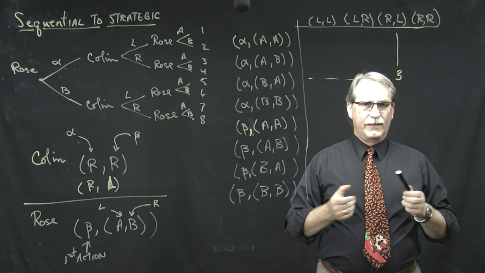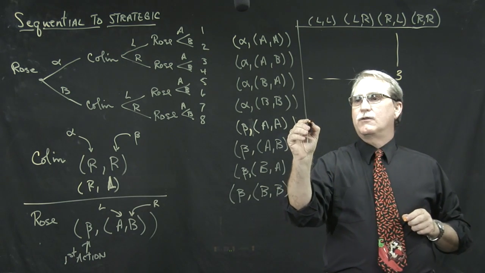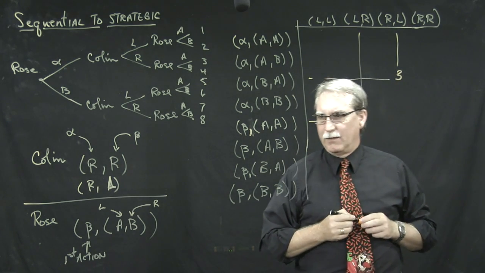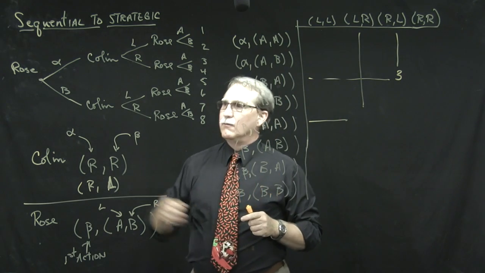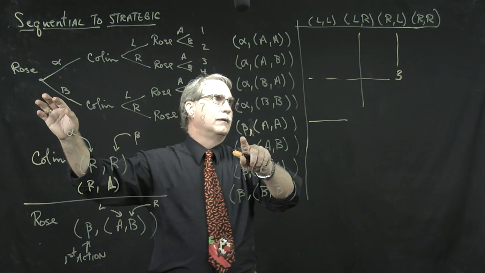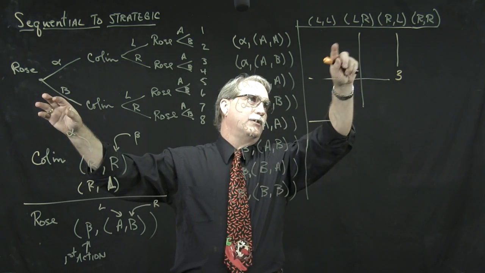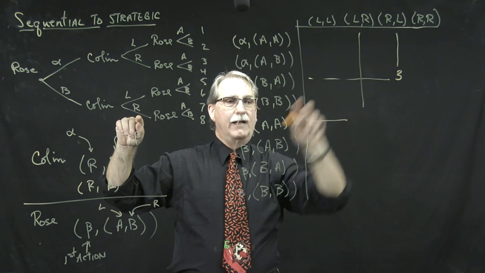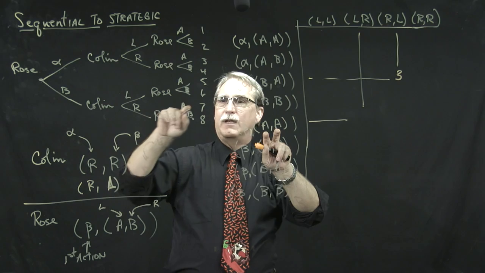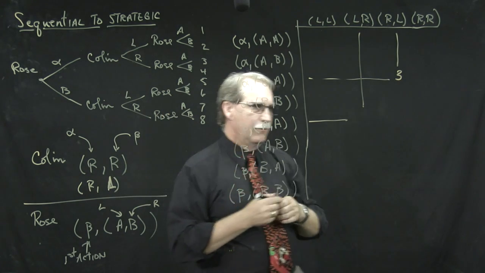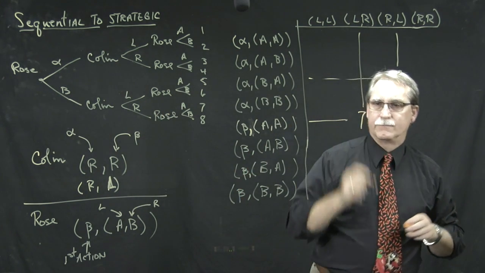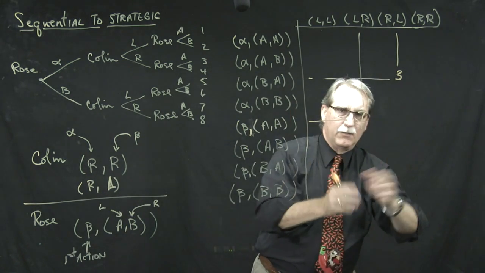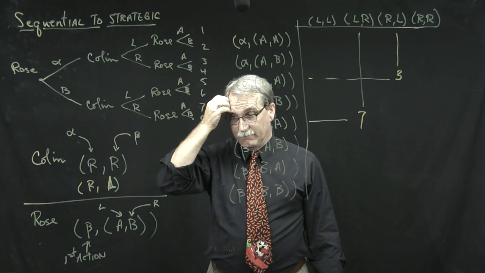Okay, let's do that again. So let's try this strategy pair. In this strategy pair, Rose chooses beta, and since she chose beta, he chooses right again, and in this pair, she will always choose A, and so we end up at outcome 7. We can fill in the rest of the table in the exact same fashion.